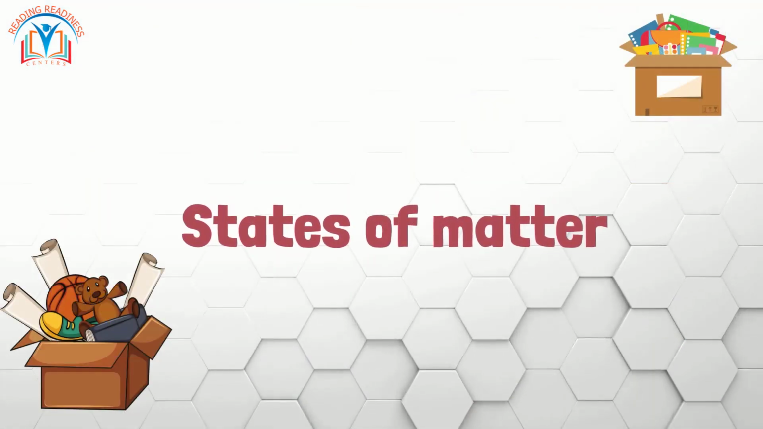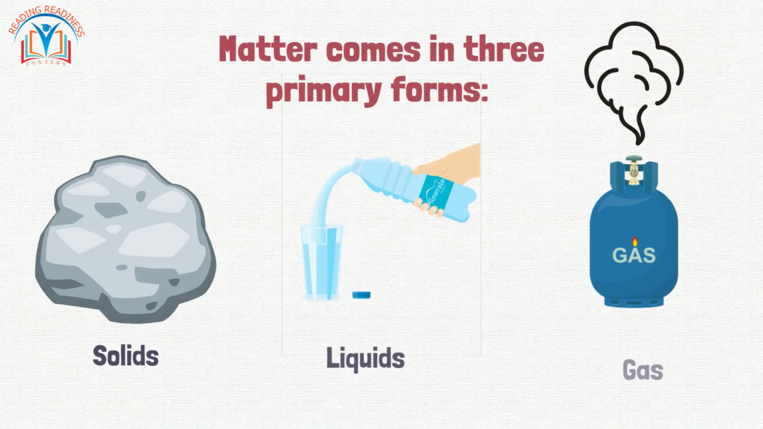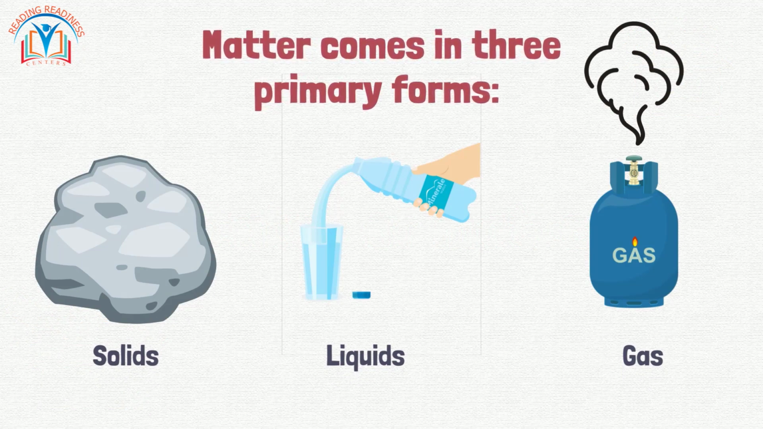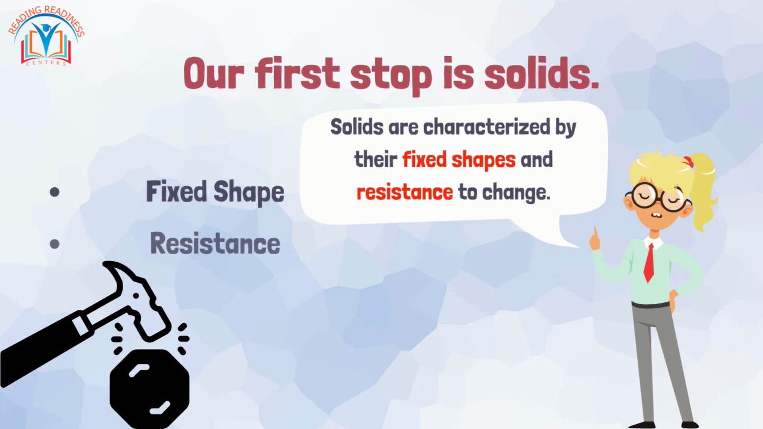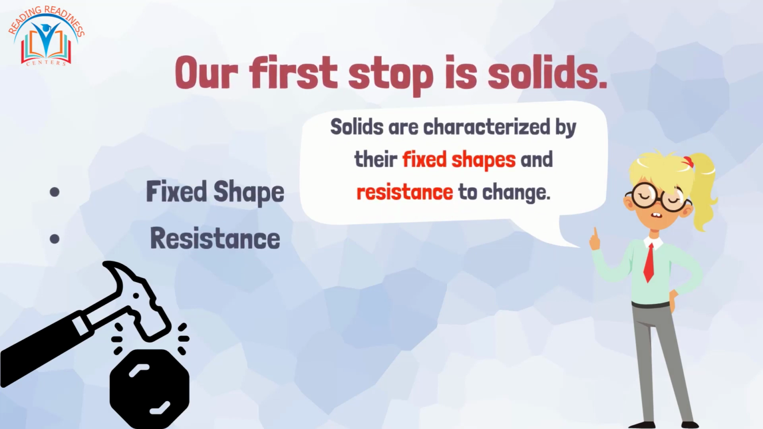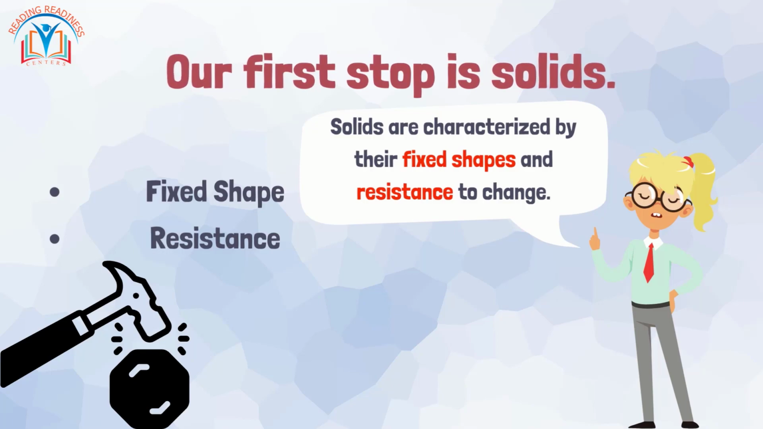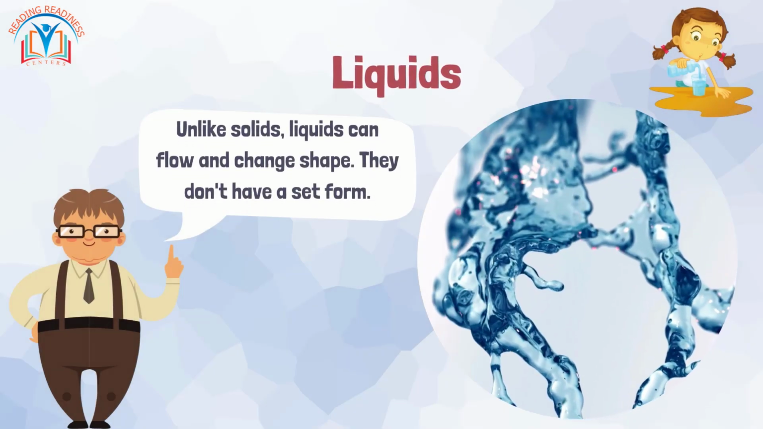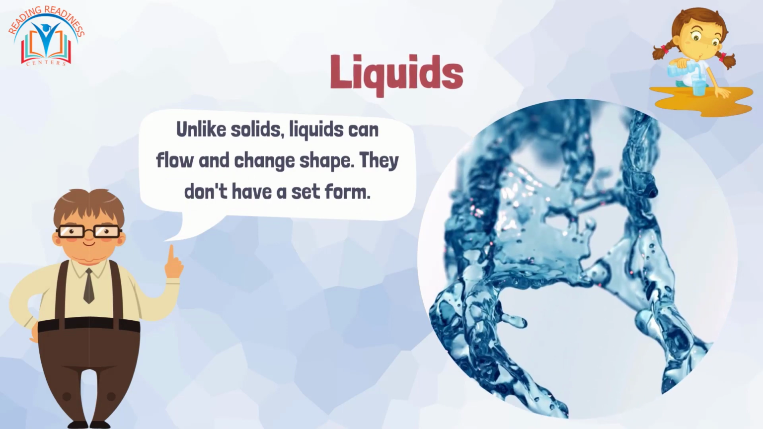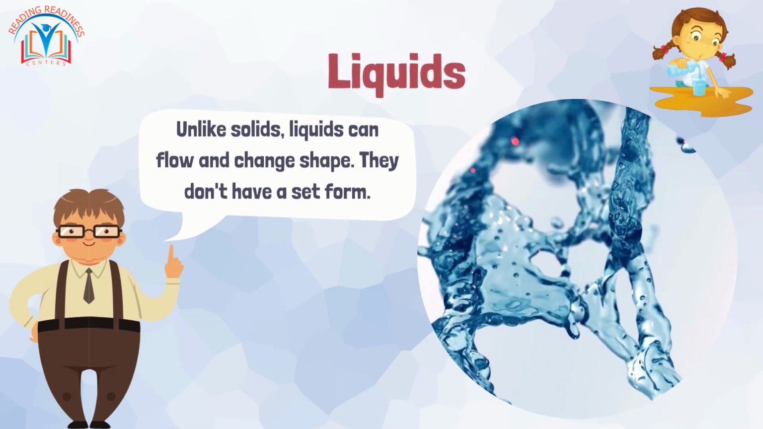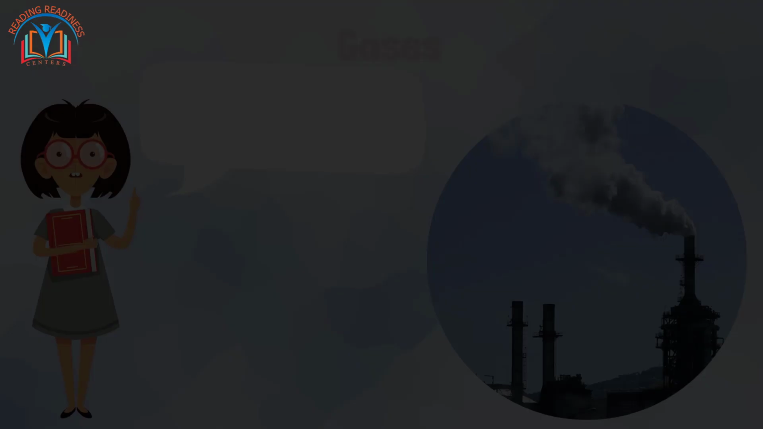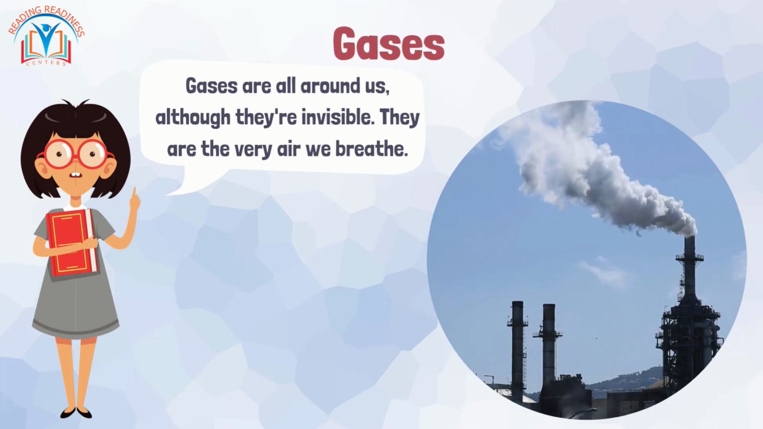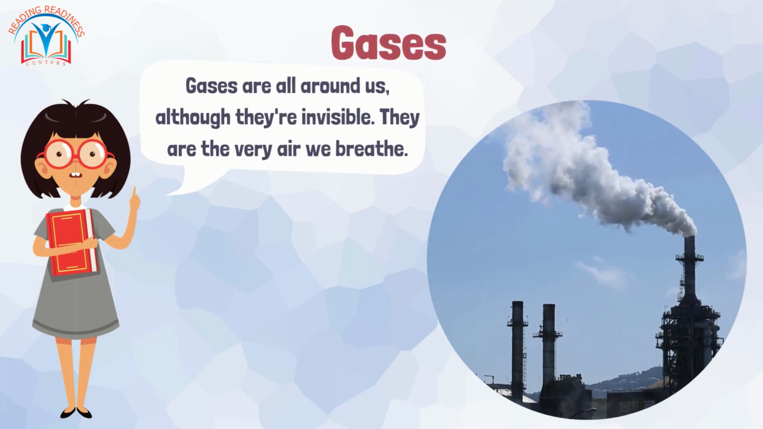States of matter. Matter comes in three primary forms: solids, liquids, and gases. Our first stop is solids. Solids are characterized by their fixed shapes and resistance to change. Moving on to liquids. Unlike solids, liquids can flow and change shape. They don't have a set form. Lastly, we have gases. Gases are all around us, although they are invisible. They are the very air we breathe.